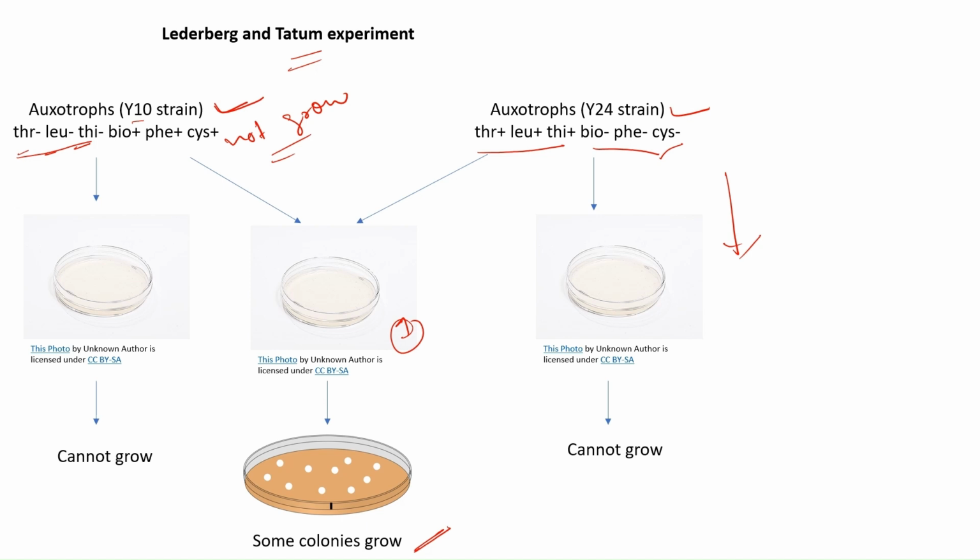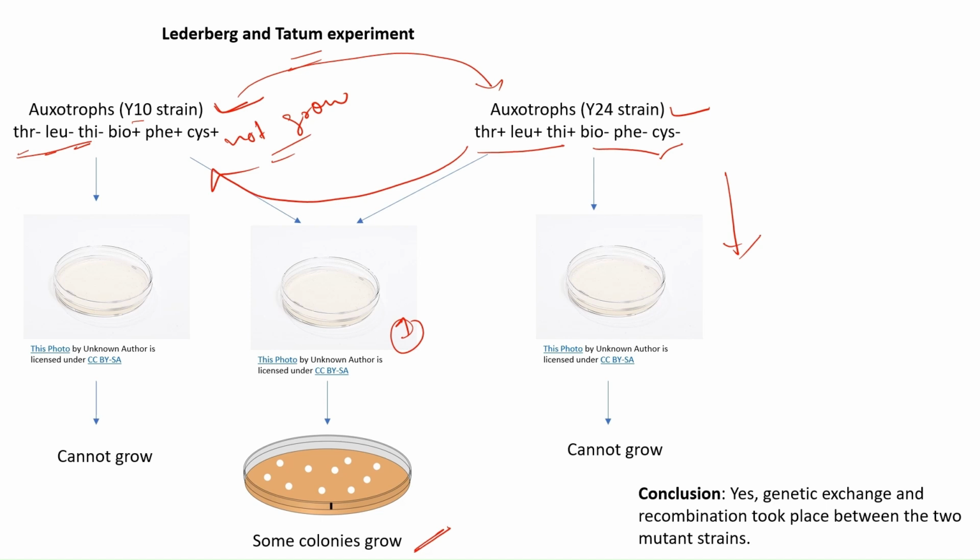So that means the gene has been transferred either from auxotroph 1 to 2 or from 2 to 1, because of which some colonies are positive for all the 6 essential elements. And the colonies that are positive for all the 6 essential elements are able to grow in this medium. So what can we conclude from this experiment? That yes, genetic exchange or recombination took place between the two mutant strains.